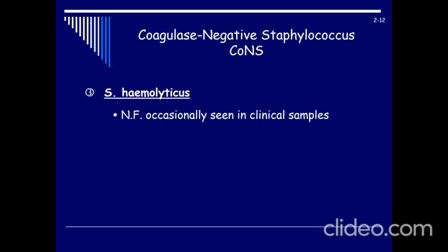The next one that I want you to know about is Haemolyticus. And really all I want you to know about Haemolyticus is that it is normal flora and it's occasionally seen in clinical samples. And it's a staph species, but that's all I really want you to know about it.